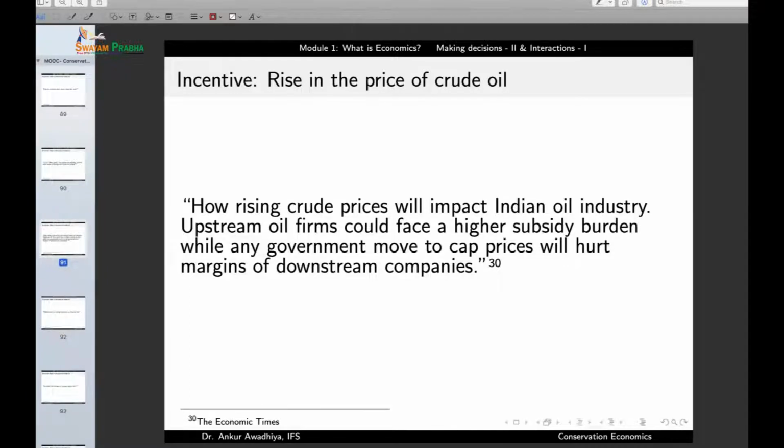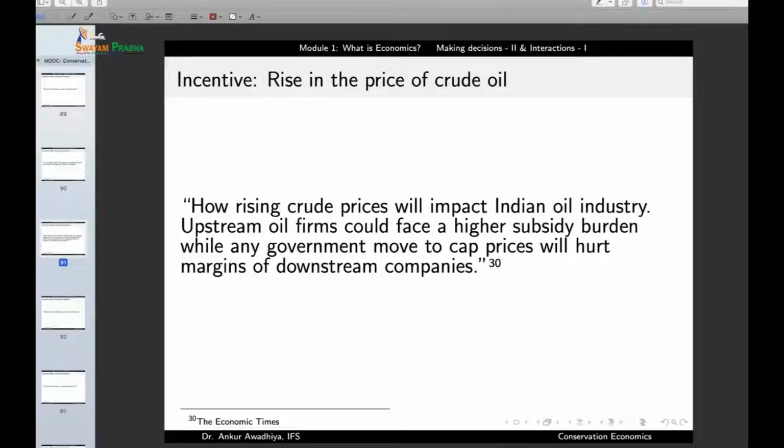Whereas the downstream companies, because crude oil is a raw material or a resource for these companies, are selling off other things such as petrol and diesel. So if the price of petrol and diesel also increases commensurate with the increase in the price of the crude oil, then these downstream companies will remain afloat. But if the government tries to reduce the prices of petrol and diesel, then these companies might take a hit.